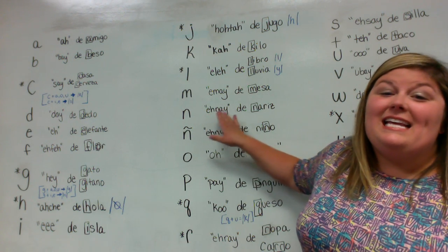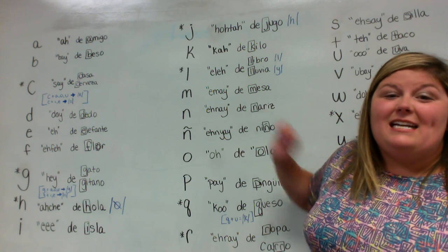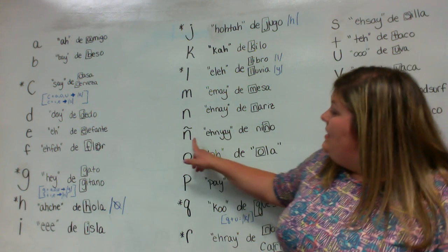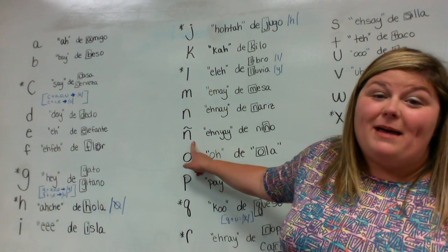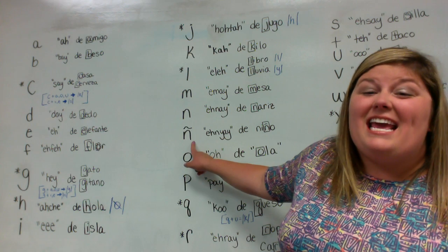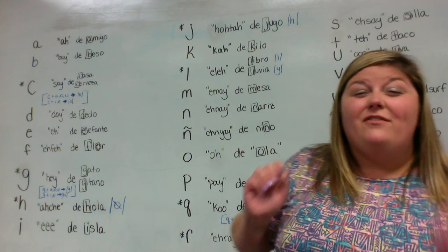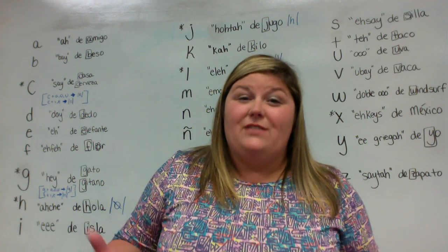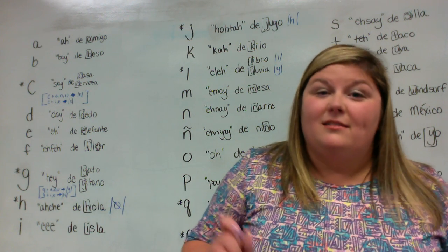N de nariz. Nariz is nose. This letter is different because it doesn't show up in the English alphabet. This letter is the ñ. Ñ de niño. See, it's kind of like an N and a Y put together as far as pronunciation goes. Niño, ña, like that sound.